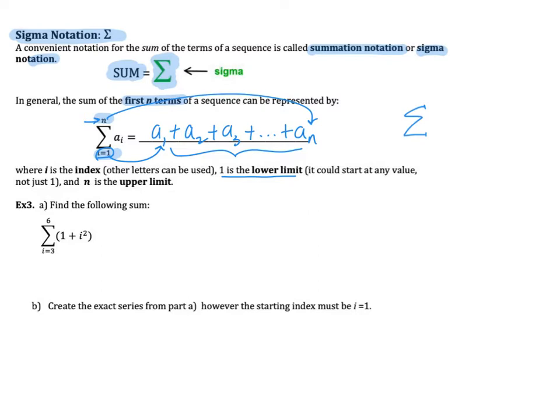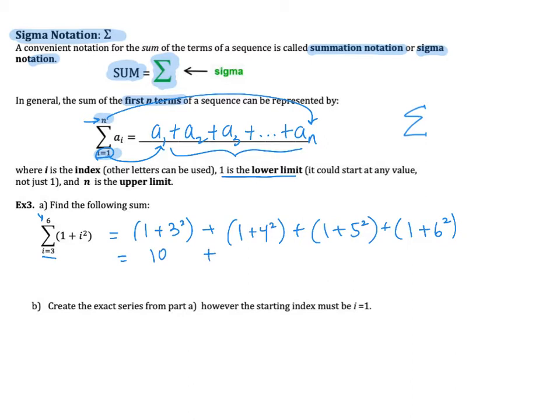So if we look at example 3, it says find the following sum. Your index starts at 3, that's my lower limit, and my upper limit is 6. So what we're doing is plugging in a 3 for i, so we're getting 1 plus 3 squared. Then we plug in a 4 for i, then a 5, then a 6. And then we would actually calculate those values. So 9 plus 1 is 10, 16 plus 1 is 17, 25 plus 1 is 26, 36 plus 1 is 37, and then we would just do some quick math to add that together.